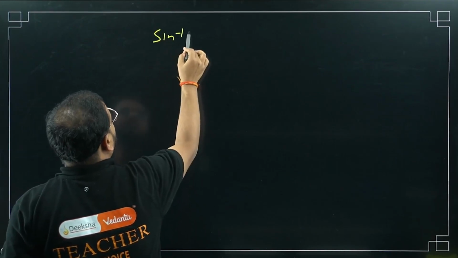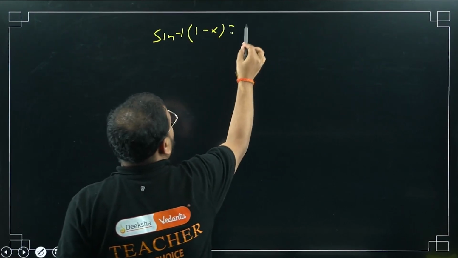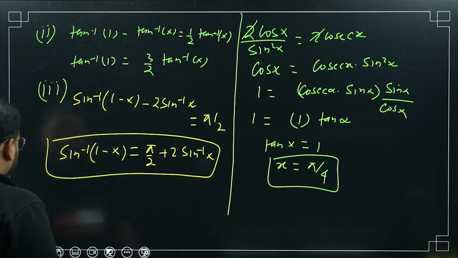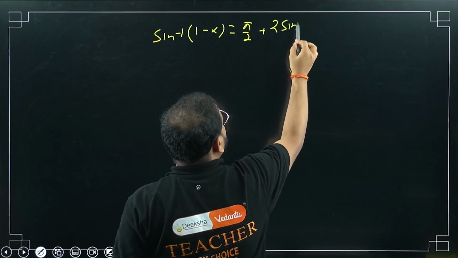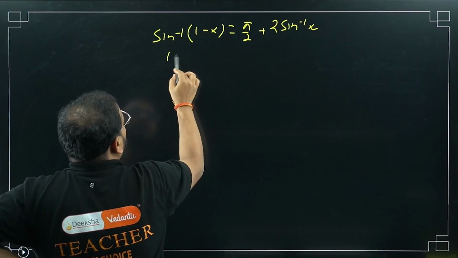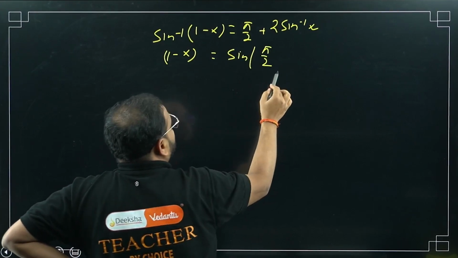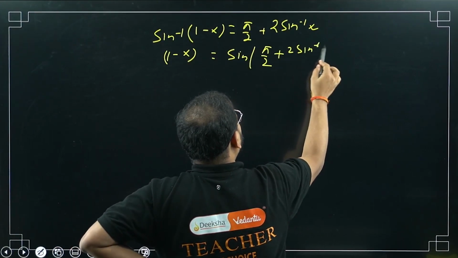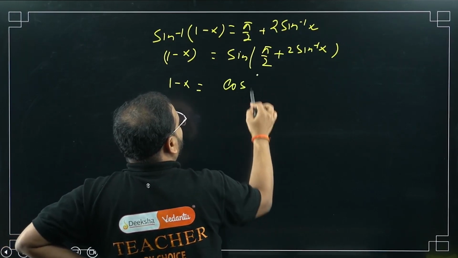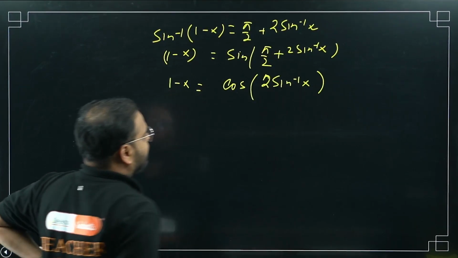What I'm getting: sin inverse of 1 minus x equals to pi by 2 plus 2 sin inverse of x. Now can I apply this sine on that side? It will become 1 minus x. I'm going to get sine operating on pi by 2 plus 2 sine inverse of x. So 1 minus x equals to cos of 2 sine inverse of x.